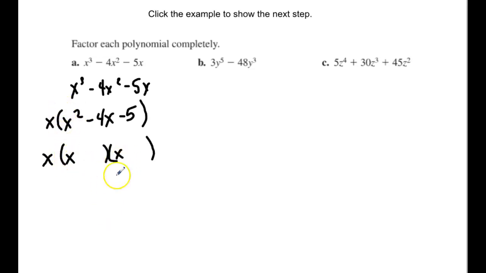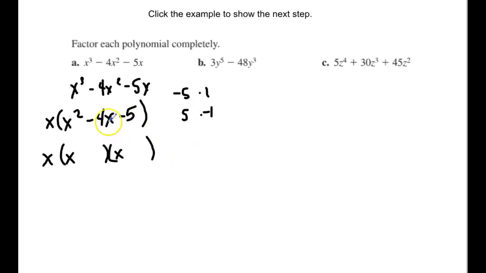The next thing I do is I look at my constant term, this term over here that doesn't have a variable, and I figure out what are all of my possible factor pairs to get negative 5. Well, I could multiply negative 5 times 1. I could multiply 5 times a negative 1. Both of those will get me negative 5. I don't have any other factor pairs to get to negative 5.